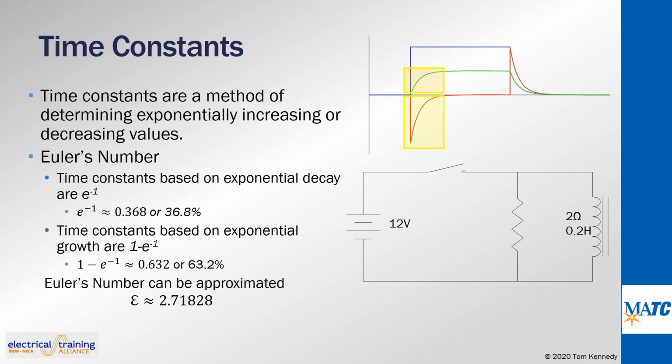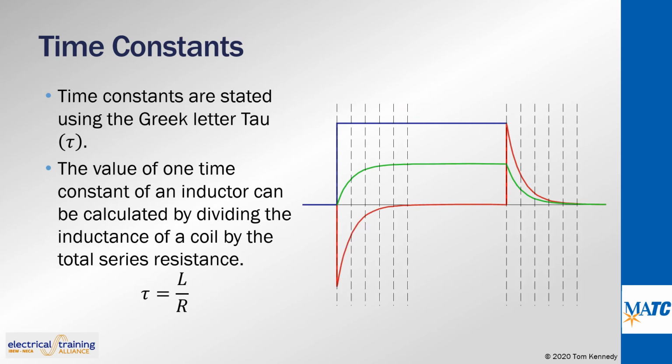Euler's number is an irrational number but can be approximated at about 2.71828. There are many additional videos you can find on YouTube to explain Euler's number in more detail. Time constants are periods of time created during exponential growth and decay that can be calculated with Euler's number.